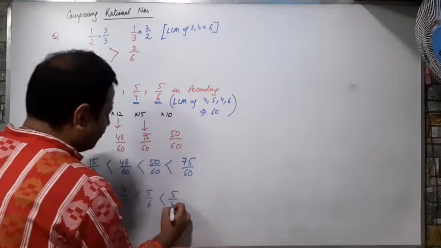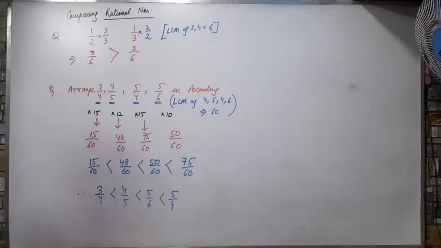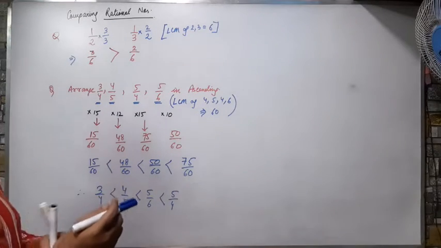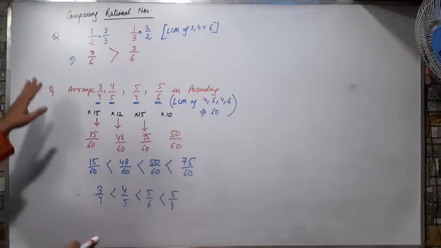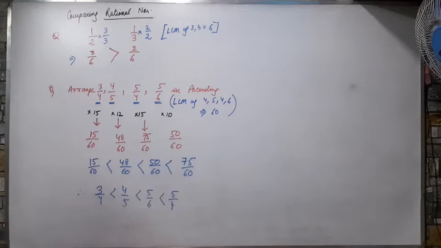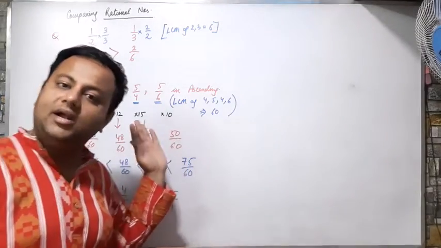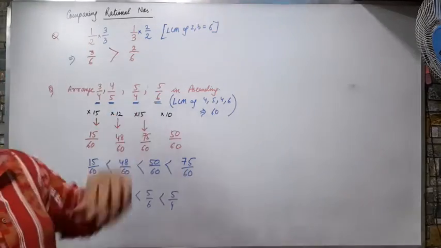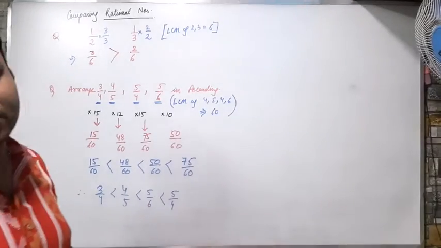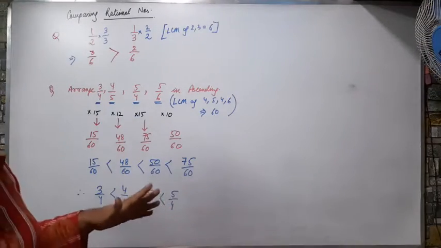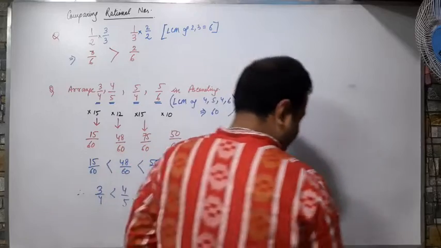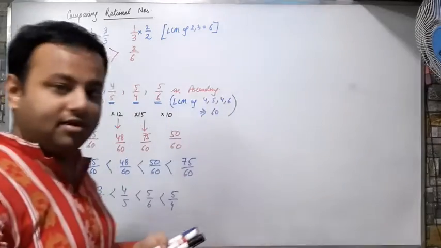So this is how my ascending or descending order can be arranged in case of rational numbers. You have to make the rational numbers with same denominator. Once the denominator is same, you can progress with the top. Correct? Next one. Now, suppose if negatives are given.